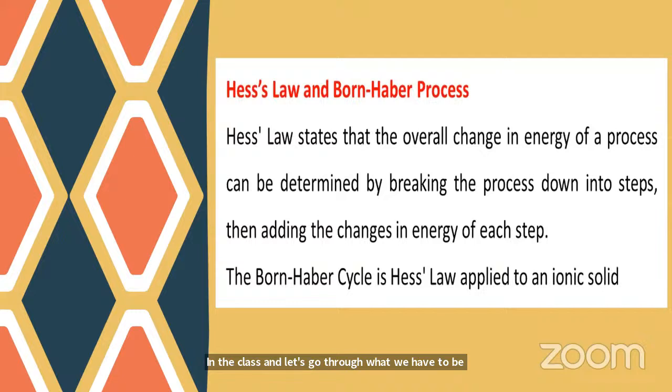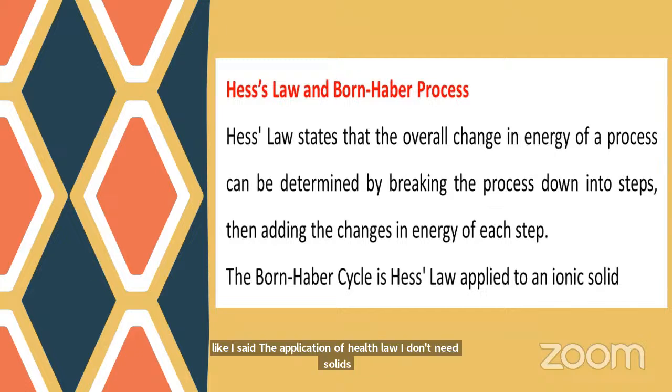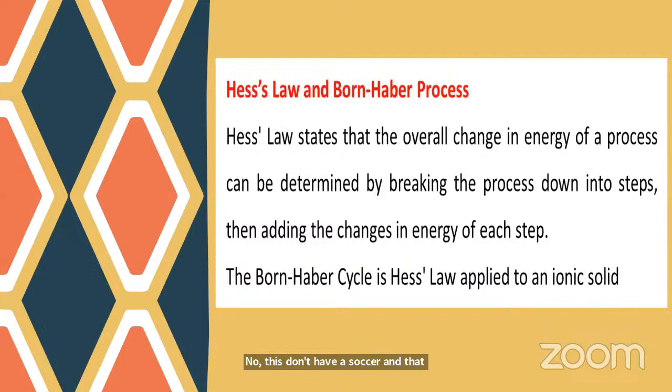Like I said, the application of Hess law to ionic solids is what is referred to as Born-Haber cycle. Now, this Born-Haber cycle enables us to understand the overall reaction processes through a series of steps. And like I said, it is mainly used to calculate lattice energy. It also involves other steps such as ionization energy, electron affinity.